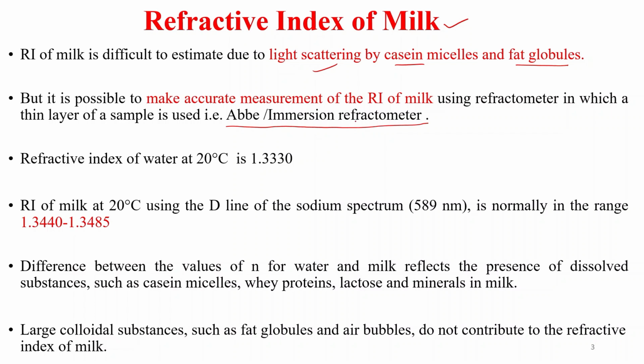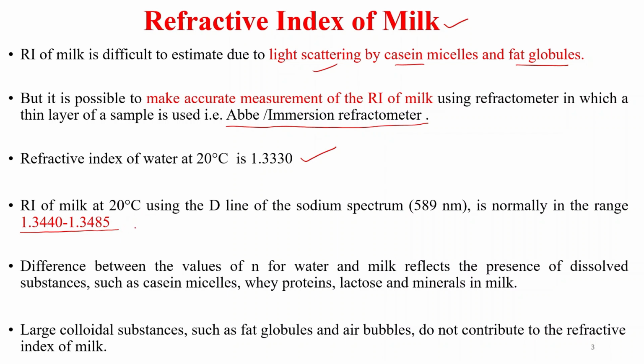So if we use a thin layer of sample in this type of refractometer, then we can accurately measure the refractive index of milk. Now if we compare the refractive index of water with that of milk at 20 degrees Celsius, the refractive index of water is 1.3330, and the refractive index of milk at 20 degrees Celsius using the D line of the sodium spectrum, that is 589 nanometer, is normally in the range of 1.3440 to 1.3485. So the refractive index of milk is higher as compared to water, the solvent. The solution has a higher refractive index as compared to water.